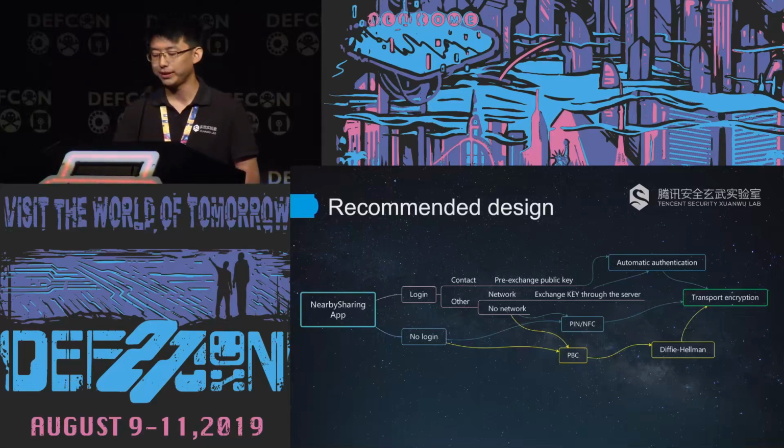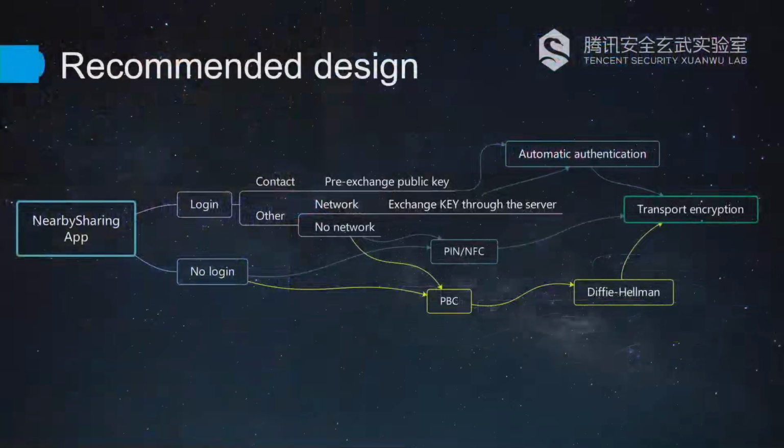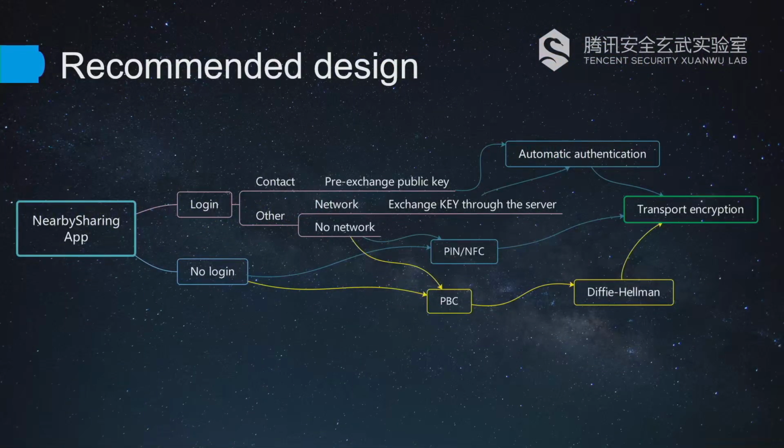This is our recommended design. When users are logged in, we recommend pre-exchanging public keys and authenticating automatically for contacts, and exchanging keys through the server when there is internet access for other peers. When users are not logged in or have no internet access at all, we recommend PIN code or NFC to exchange keys. PBC and DV-Human here are easy to deploy and have some security measures, but they are not very recommended because they cannot prevent man-in-the-middle attacks.